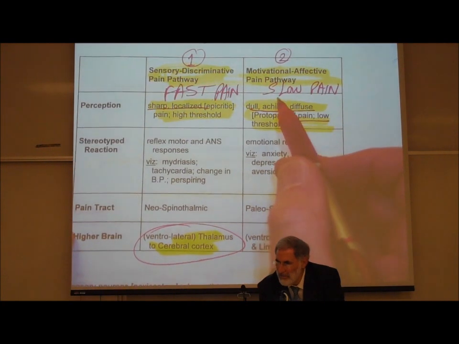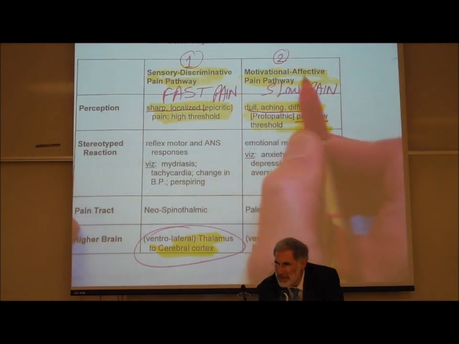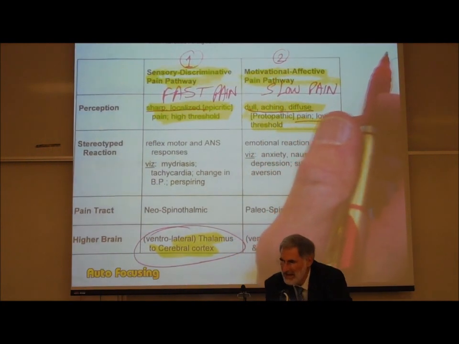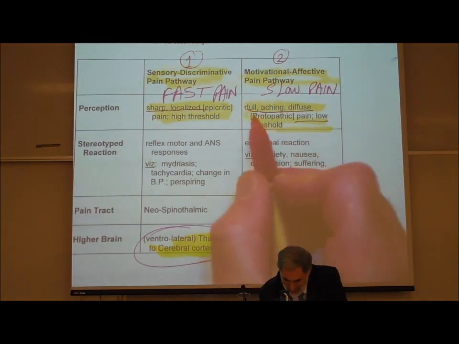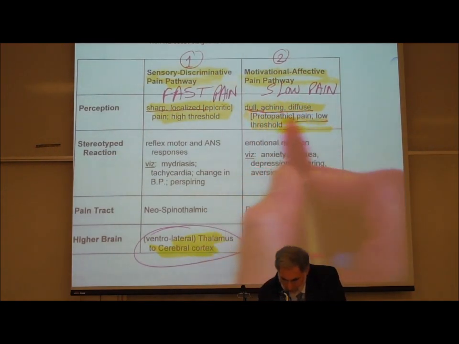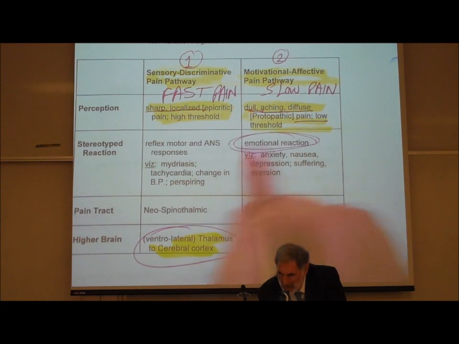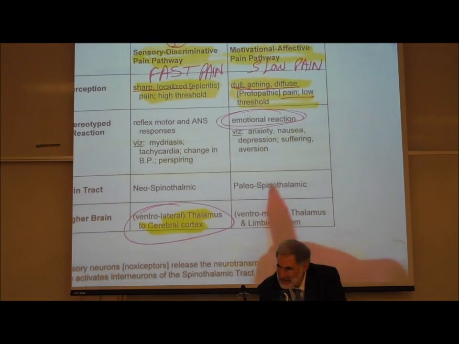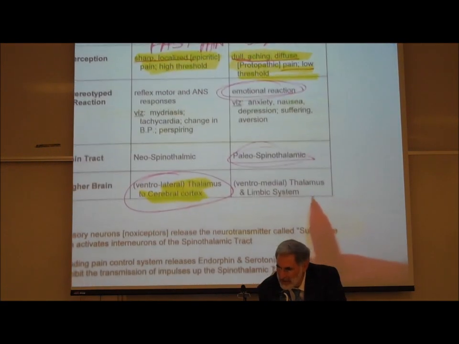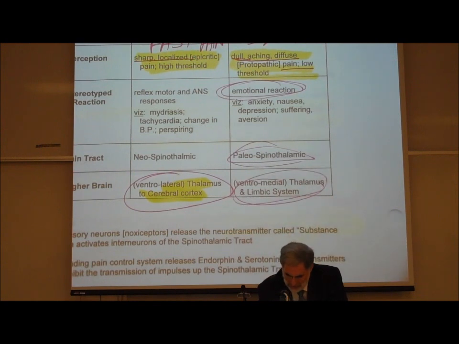What about the slow pain? This is called the motivational affective pain pathway. I'm not asking you to know all that jargon. This is the slow, dull, diffuse throbbing pain. This is the emotional reaction. This involves the paleospinothalamic tract. These signals go to the limbic system.